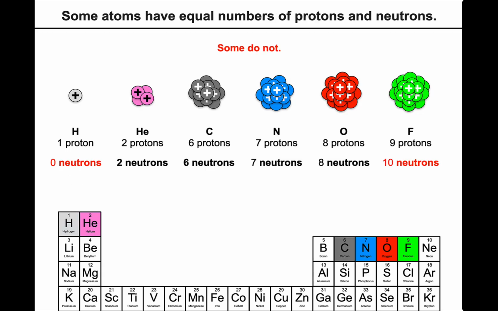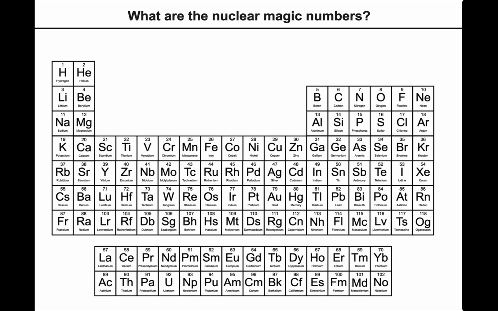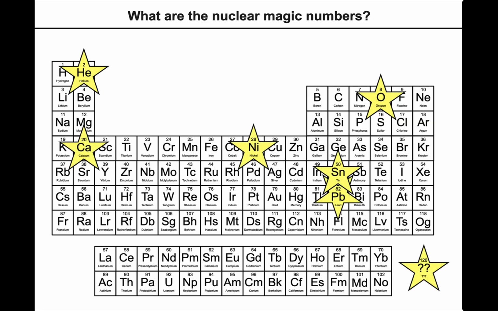Now coming back to this problem with fluorine, why is it that fluorine is not allowed to have the same number of protons and neutrons? Why are there 10 neutrons but 9 protons? Well, part of the reason is the idea of nuclear magic numbers. So what are nuclear magic numbers? This is probably something that you haven't heard of before. There are 7 magic numbers of protons and neutrons on the periodic table. We have 2, 8, 20, 28, 50, 82, and 126.